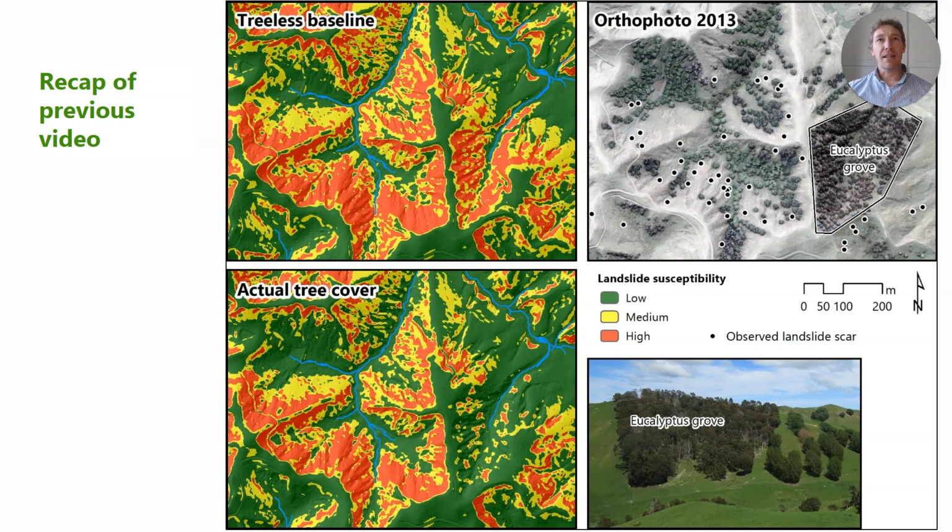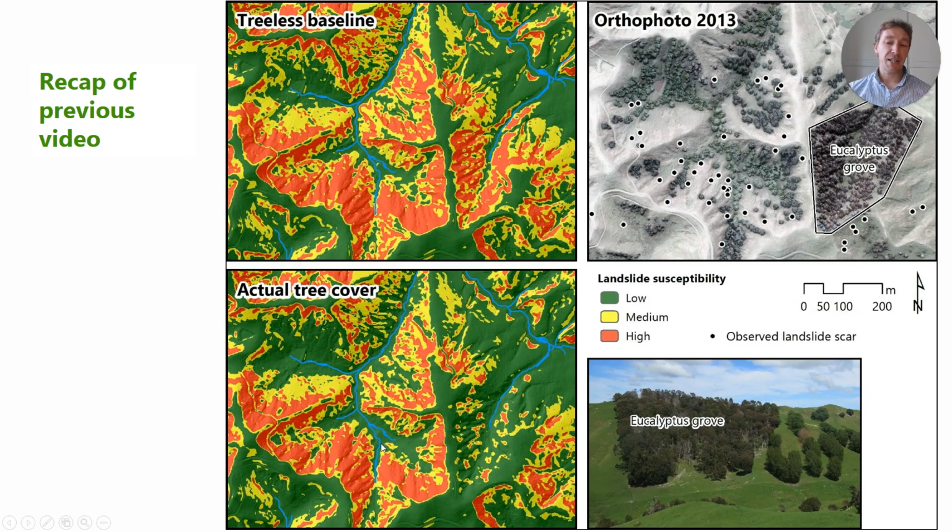Now, like I said, the research I'm presenting in this video builds on the studies I presented in the previous video. If you haven't seen it, I'd recommend going back to view that first. But I'll just recap very briefly here on this slide. So what you're seeing is an example of the landslide susceptibility model, showing the difference between a treeless, pasture-only baseline in the top left, so the tree effect has been removed from the prediction, and then incorporating the actual tree cover in the prediction below.